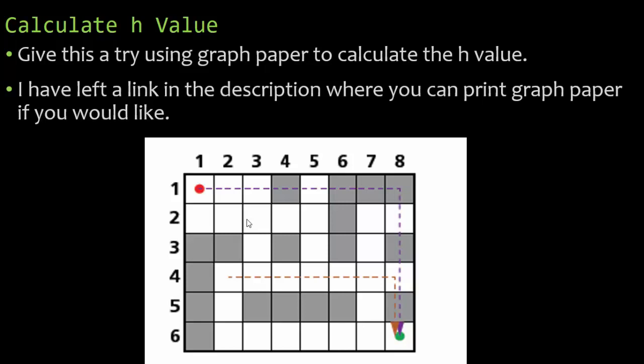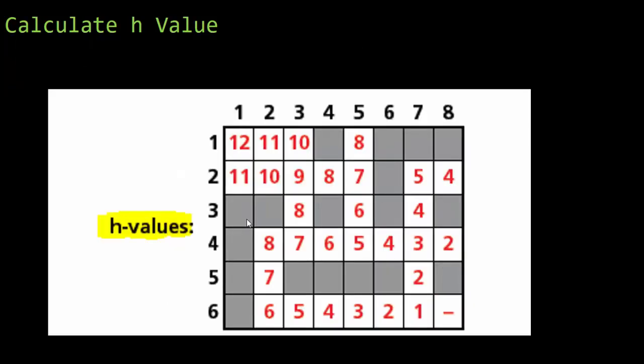Okay, so you went ahead and calculated your H values, and this is what you should have. If I pick this square right here, which is 8, going through the blocked moves, 1, 2, 3, 4, 5, 6, 7, 8. If I do it this time going around, 1, 2, 3, 4, 5, 6, 7, 8, I still get that same value.